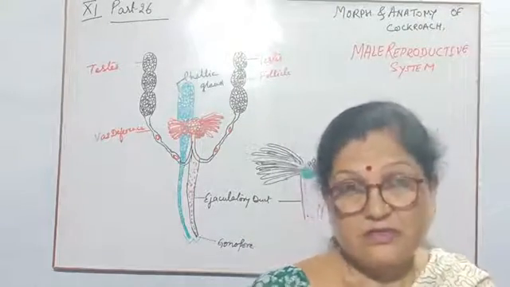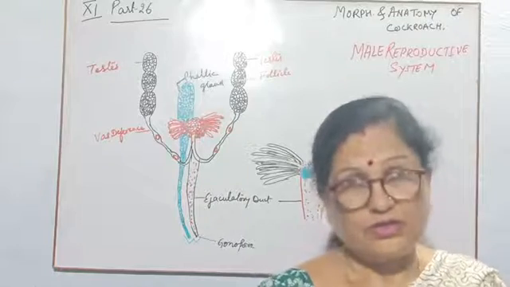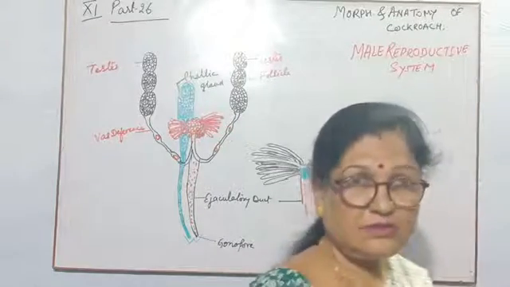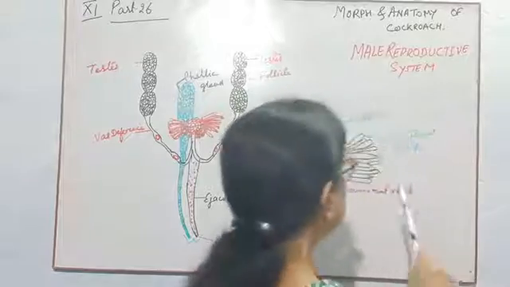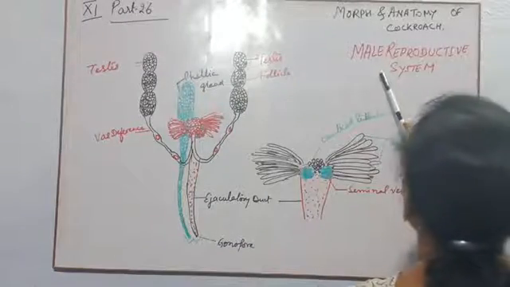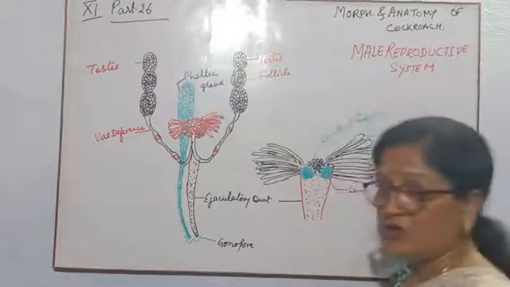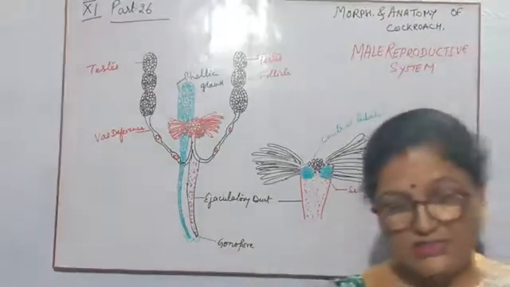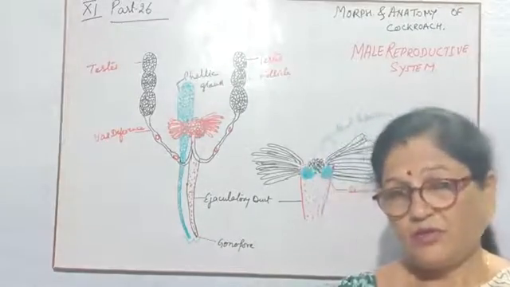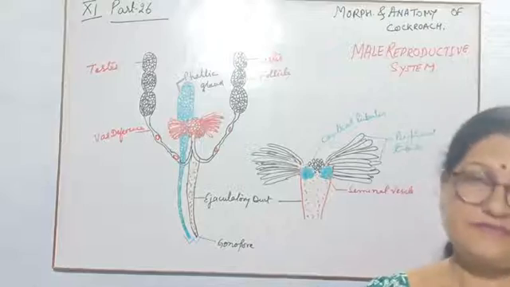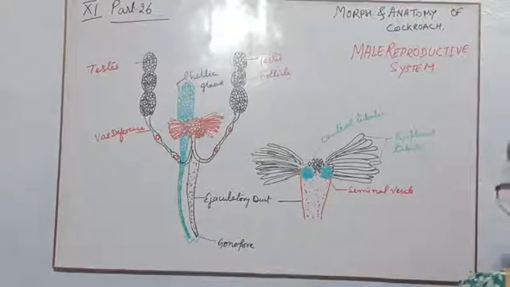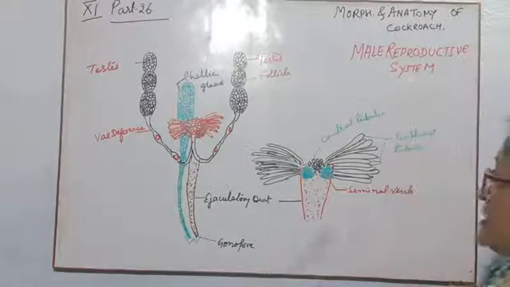It is cockroach, and after morphology, today I will discuss about the male reproductive system. So children, yesterday I discussed about the morphology and digestive system. Today I will discuss about the male reproductive system.